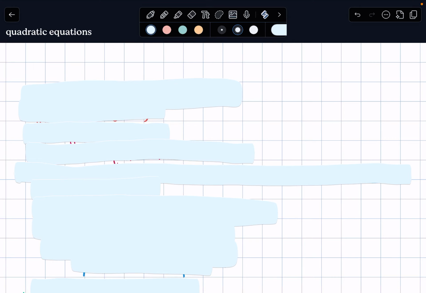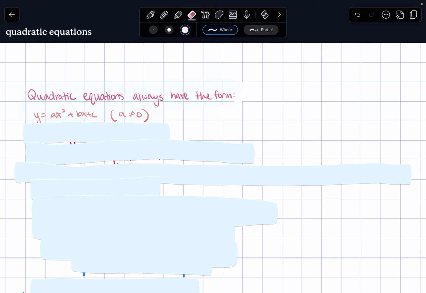So today we'll be talking about quadratic equations. So first up, quadratic equations always have the form y equals ax squared plus bx plus c, where a cannot equal 0. An example of this is something like y equals 5x squared plus 2x plus 15.